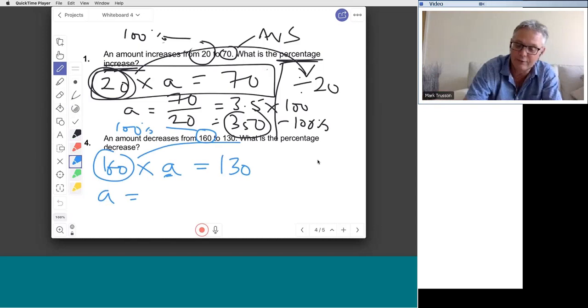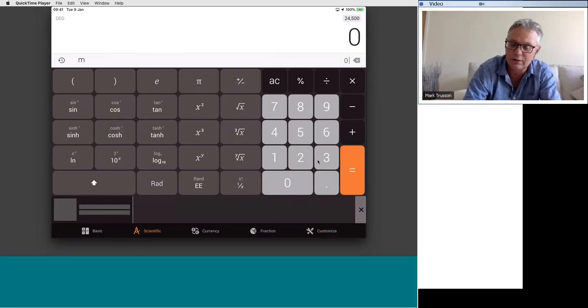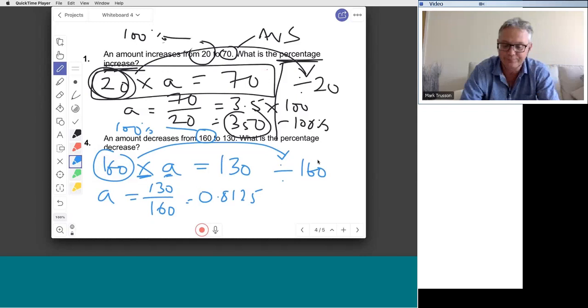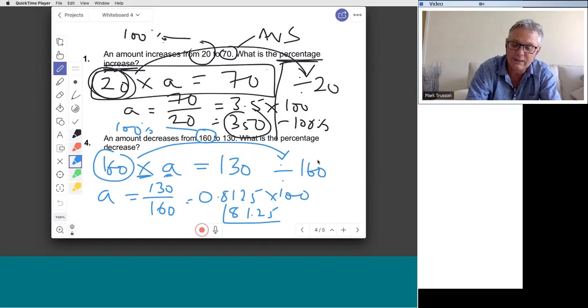That's a little bit trickier for me to do in my head, so I'm going to go to my trusty old calculator. 130 divided by 160 gives me 0.8125. Okay. Now remember that we now need to multiply by 100 because we were dealing with percentages before. So we get 81.25.